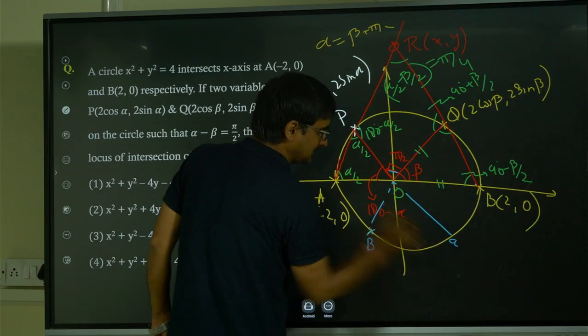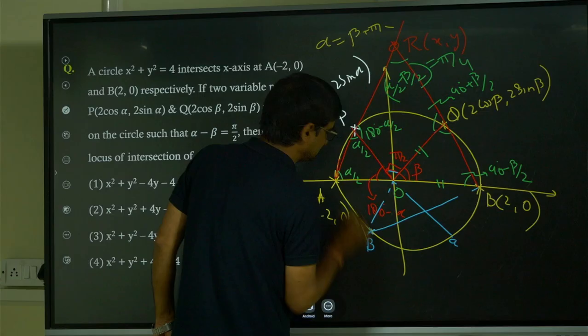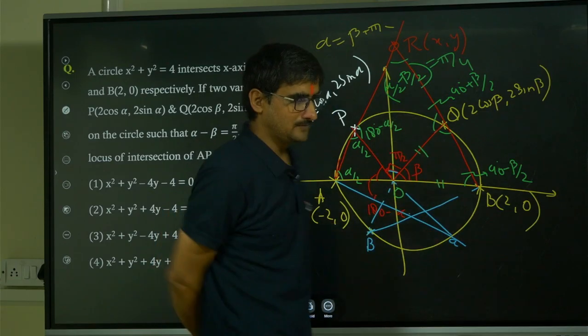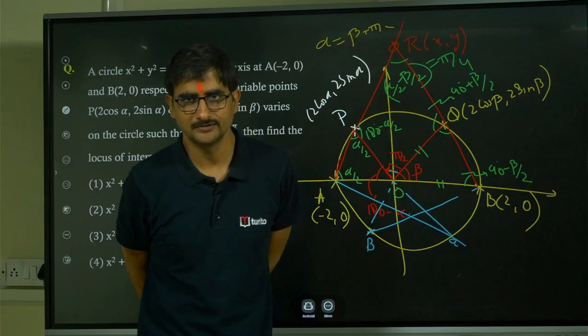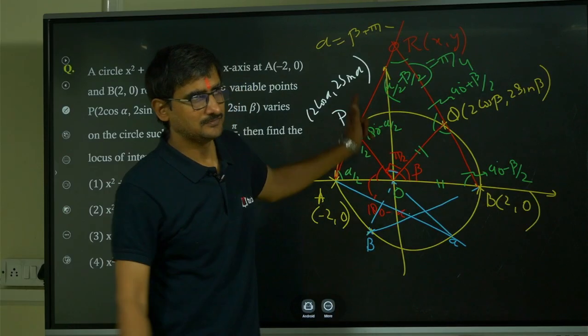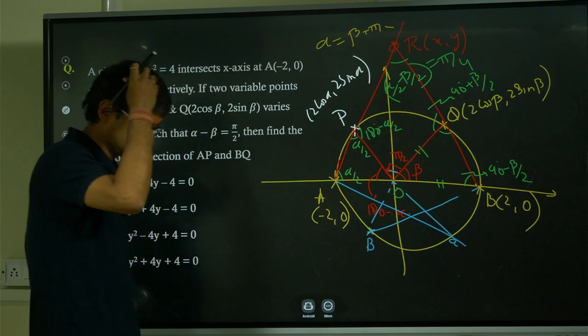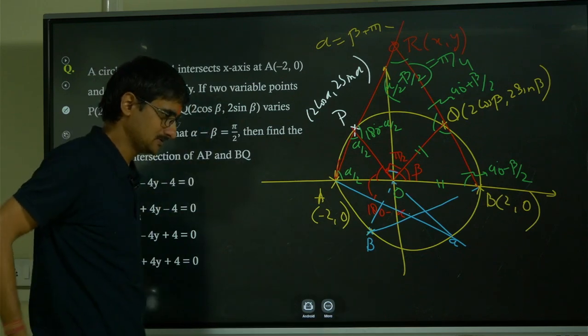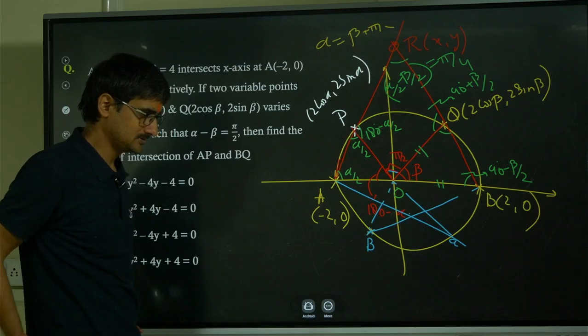So in that case AP and BQ, the point will always intersect within the circle. Here it will always intersect outside the circle, but then also it can be the case within the circle, can also be the case.